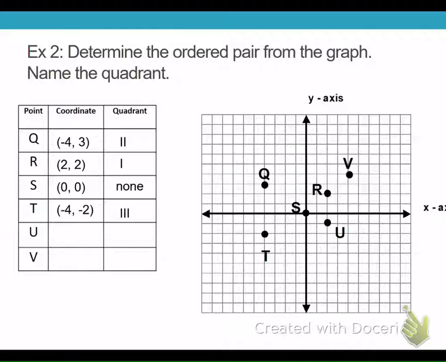All right, what about U? 2, negative 1. What quadrant is that? 4. The fourth. Good. And V. Right 4, up 4, so 4, 4, and that is quadrant 1.